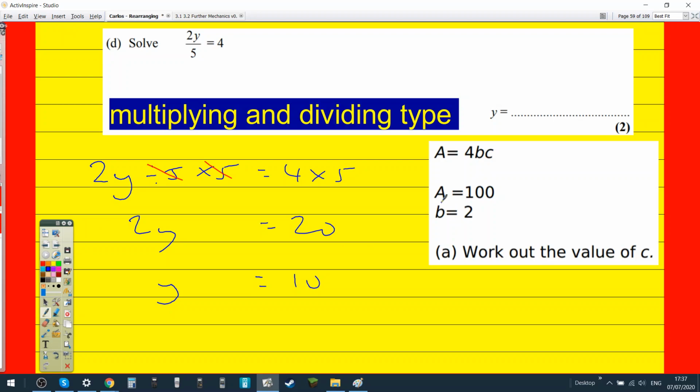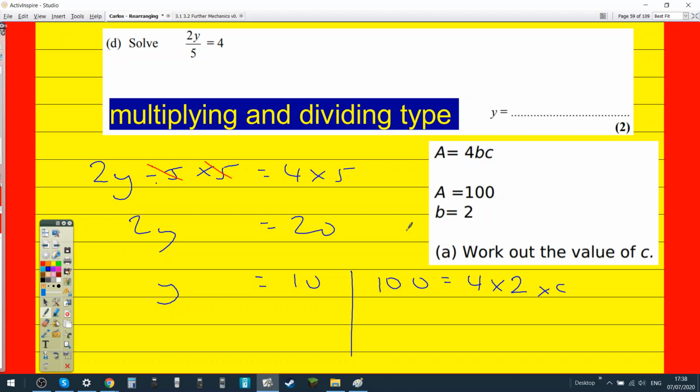Okay, let's try this one here. A equals 4BC and A is 100, B is 2. How do you do this one? So instead of a, you can write 100. Instead of b, you can write 2. You have to solve for the value c. Oh, okay, yeah. So A equals 100 and B is 2.